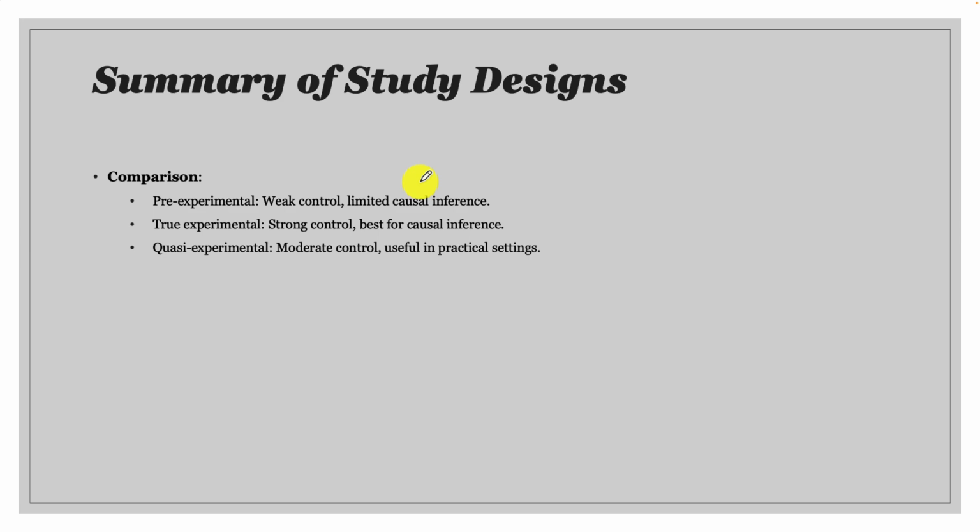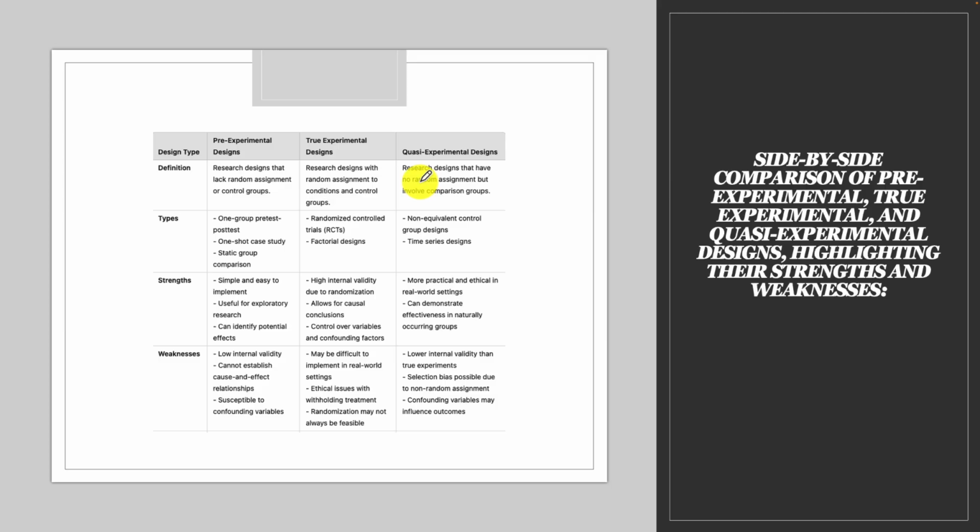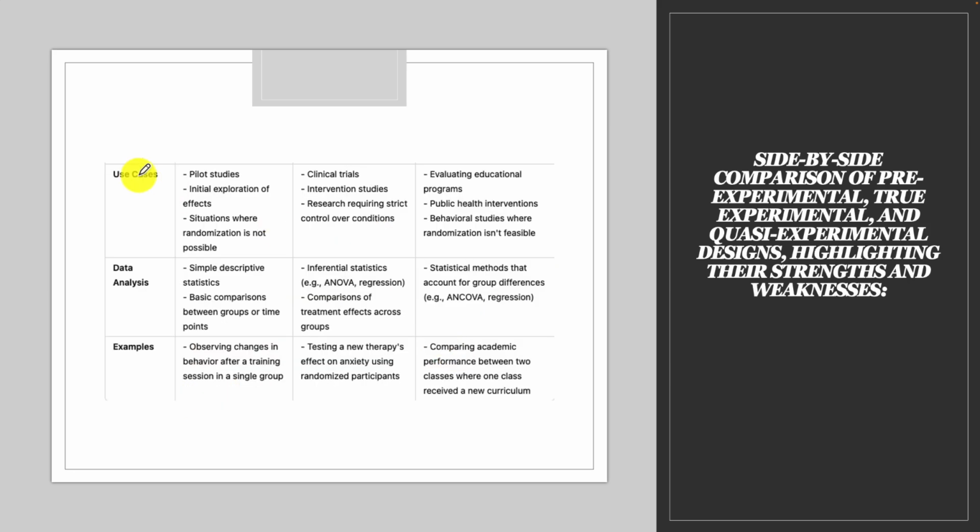And I also went one step farther and I showed you how these things look side by side when we're looking at pre-experimental, true experimental, quasi-experimental. You can see definitions, what they are. Types, talked about that. Strengths, weaknesses, talked about that quite a bit. And then here are some of the ways we would use, if I'm looking at pre-experimental data, when will we use this? Well, for pilot studies, for initial exploration effects, right? So that's what I've said earlier.